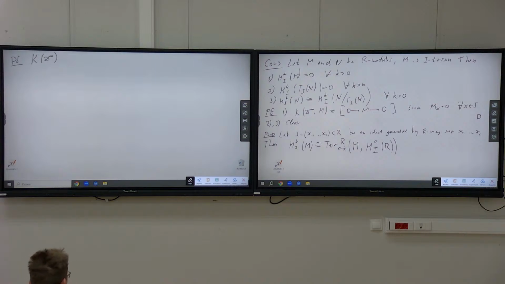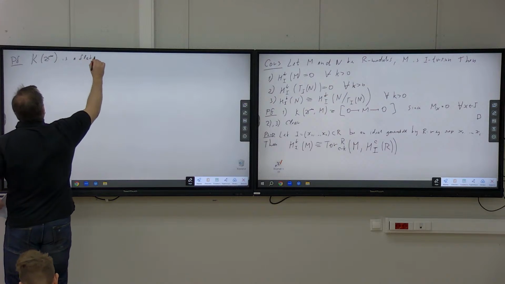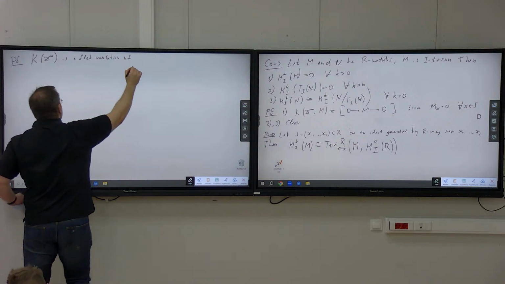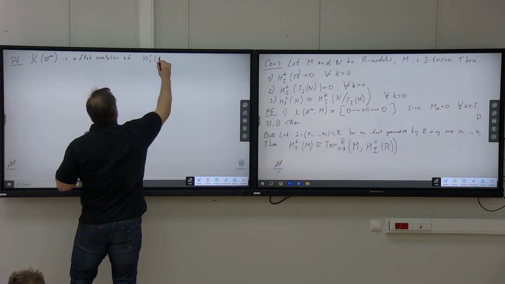So this thing is a flat resolution of H^c_I of R.